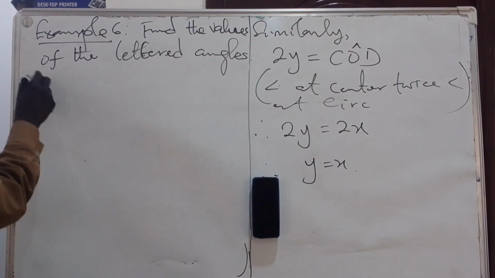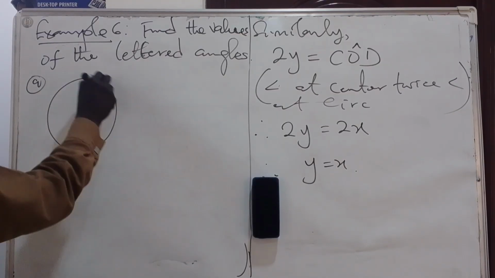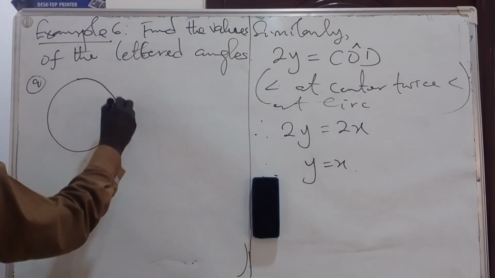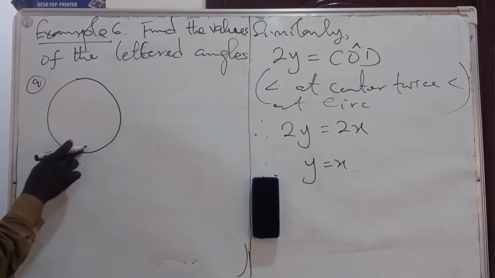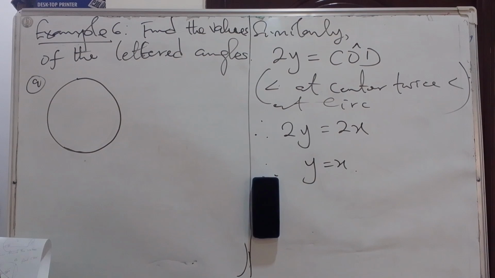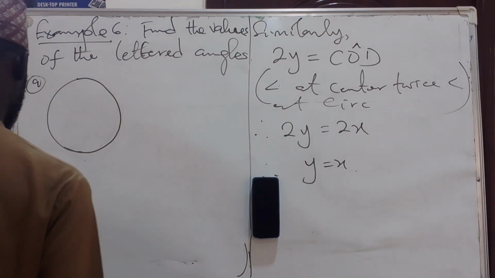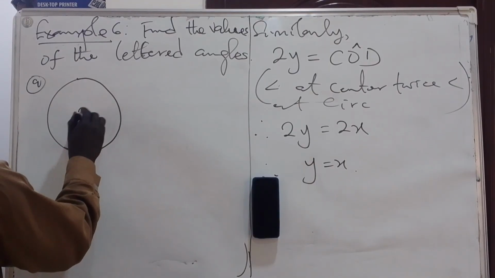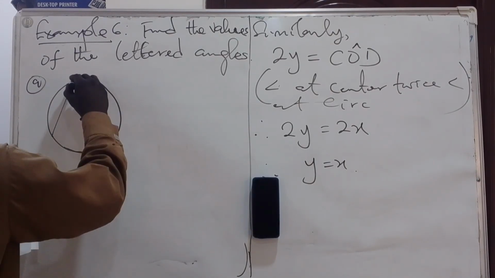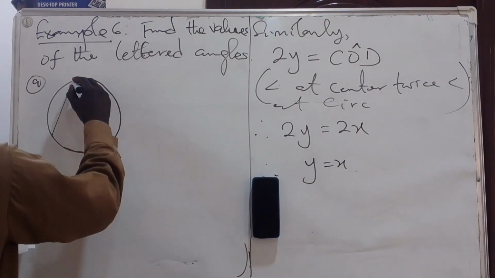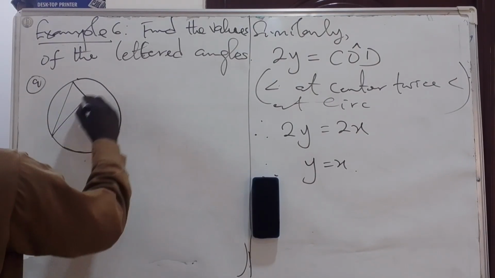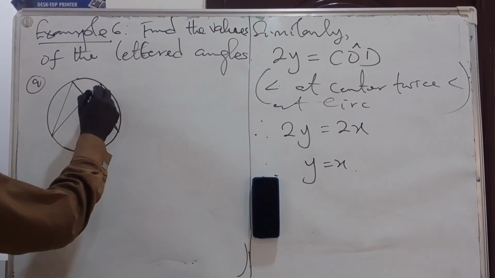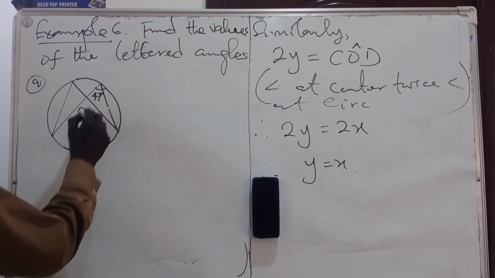A, you have a circle. The circle is not drawn to scale. So O is the center of the circle. Good, and here is 47 degrees. Here is A.